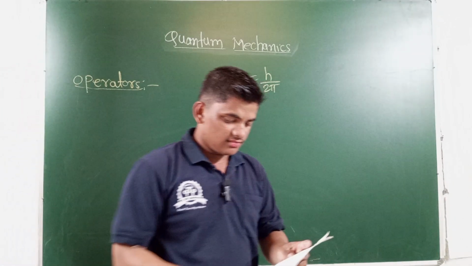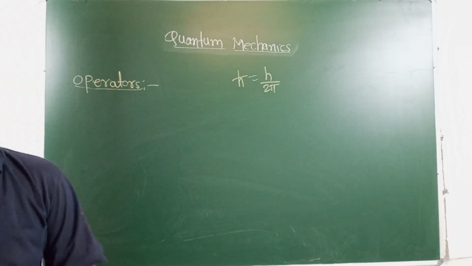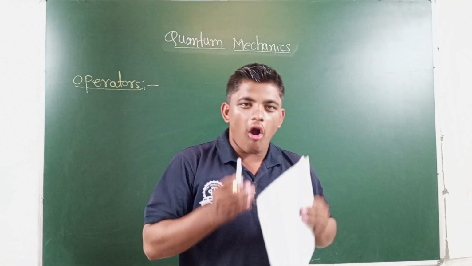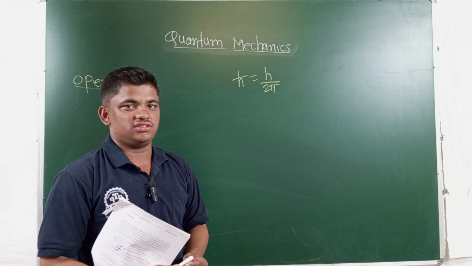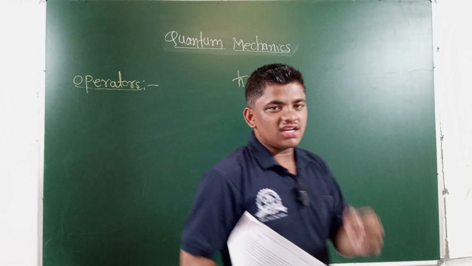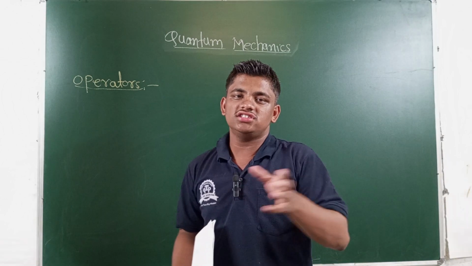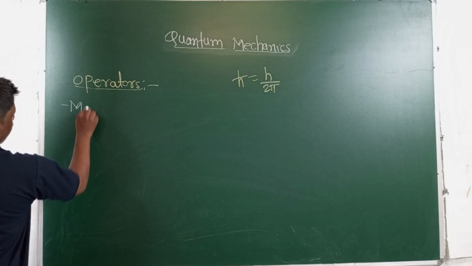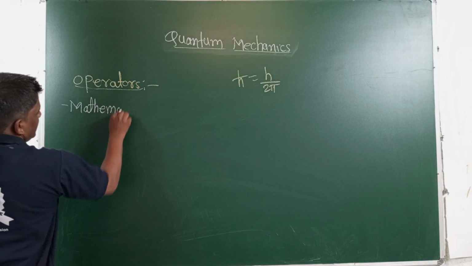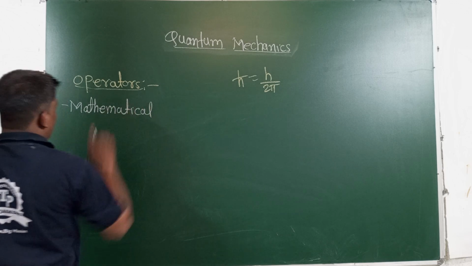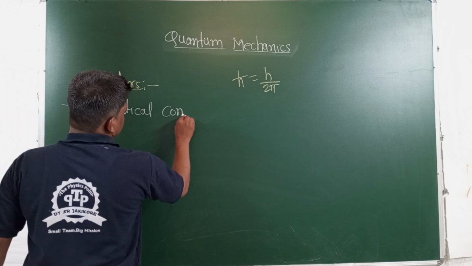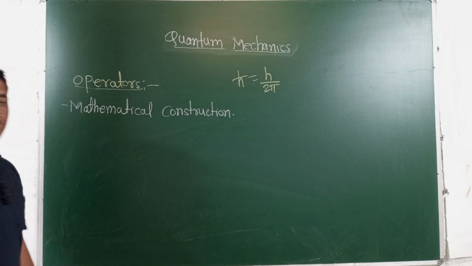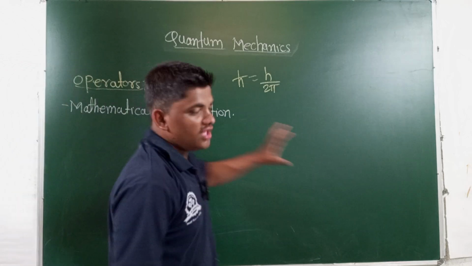An operator is a mathematical construction, a mathematical instrument or instruction, which can change one function to another function. It is the mathematical instruction or the mathematical construction which can change one function to another function.